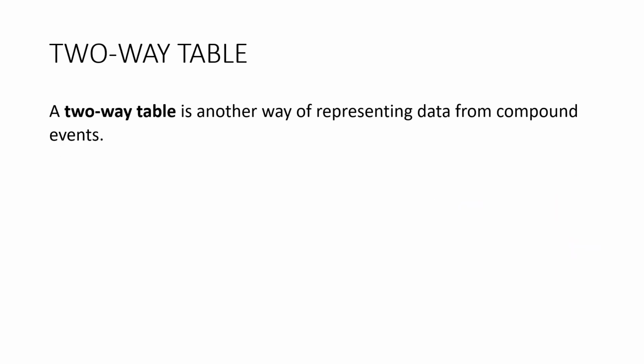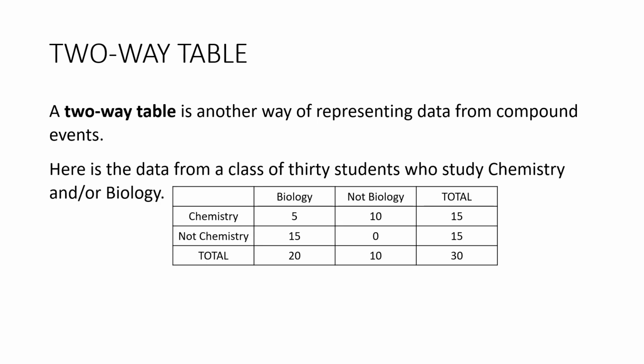A two-way table is another way of representing data from compound events. It's really similar to a Venn diagram. Here's the data from a class of 30 students who study chemistry and or biology. And if you have a look at the table, it's pretty clear. Here we have 5 students who study both biology and chemistry. Here we've got 15 who study biology but not chemistry.